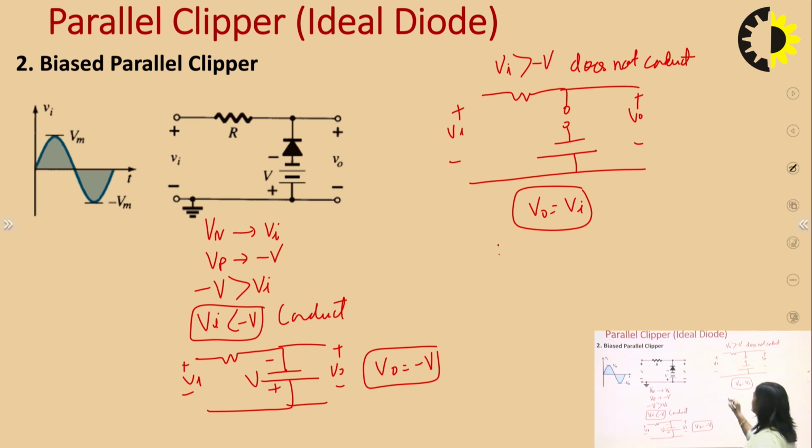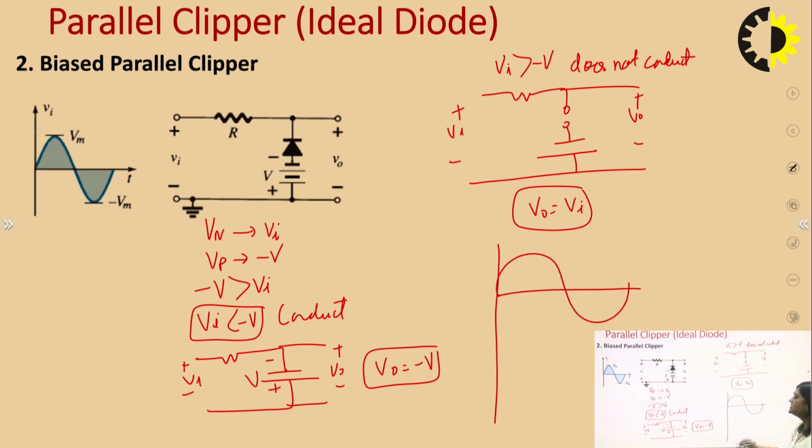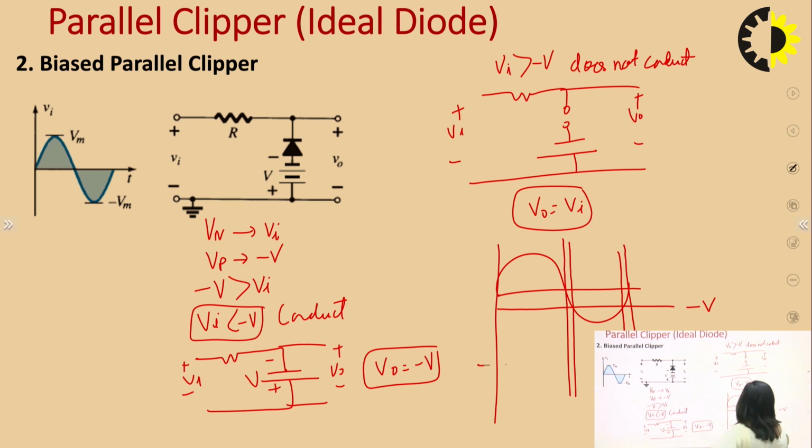So now we will draw the waveform. So here we will see, Vi less than minus V. For Vi less than minus V, the diode is in conducting state. So we will draw the minus V line. Now we will draw perpendiculars here. So these are the perpendiculars. We will draw them at the intersecting points.